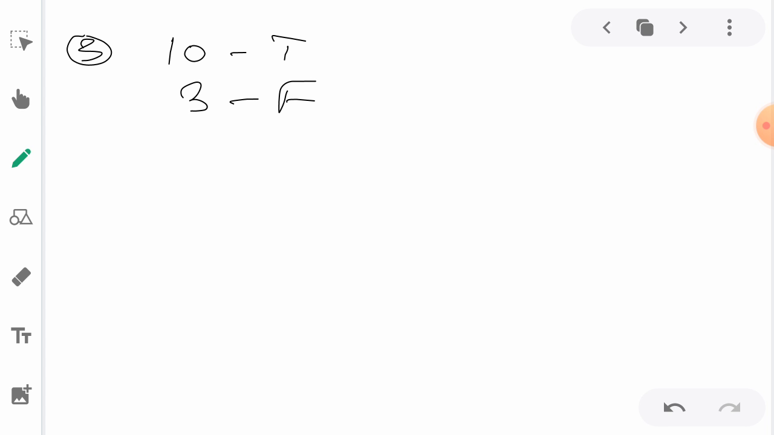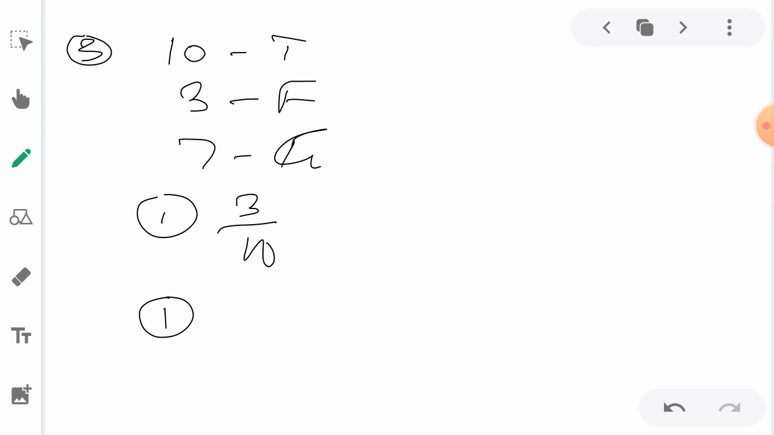2 bulbs are drawn at random, one after the other. Find the probability that... So they are taken one after the other. That means this is without replacement. That means the 7 are good, so we can use G. When you are picking in the first selection, you have 3 faulty ones out of 10. Also in the first selection, you have 7 good ones out of 10.